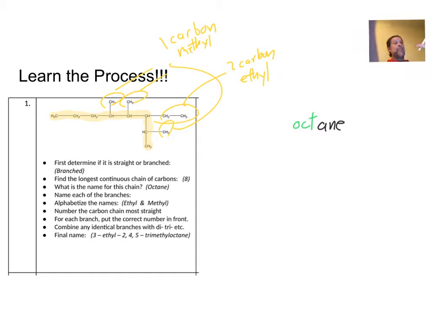When we're naming branches, we have to alphabetize the names. E comes before M, so it has to be ethyl methyl. Now there are 3 methyl branches and 1 ethyl branch, so I'm going to use the prefix tri. So this is going to be a trimethyloctane.